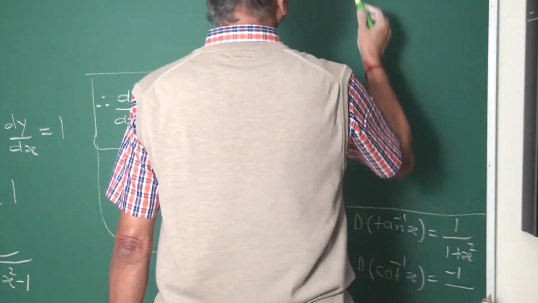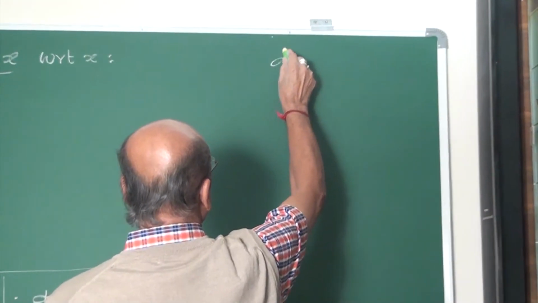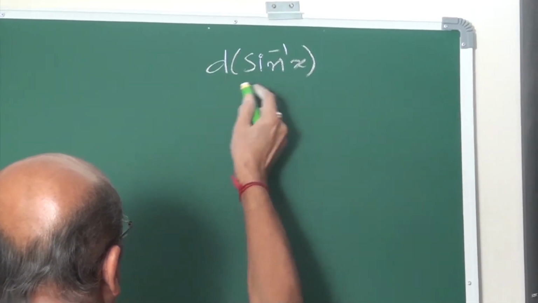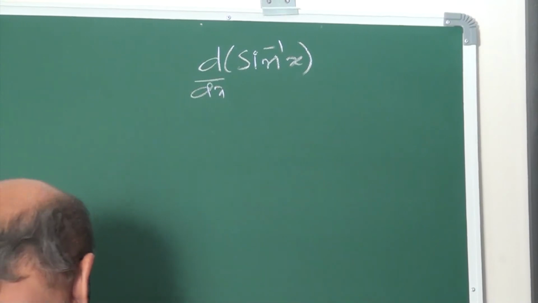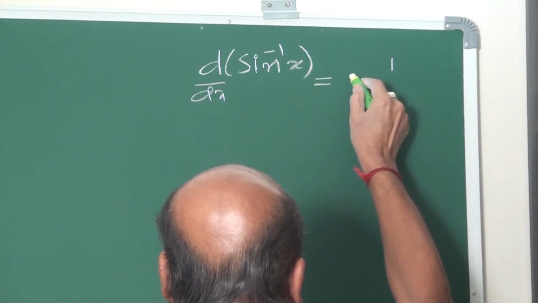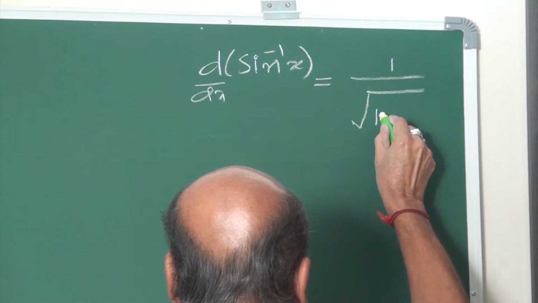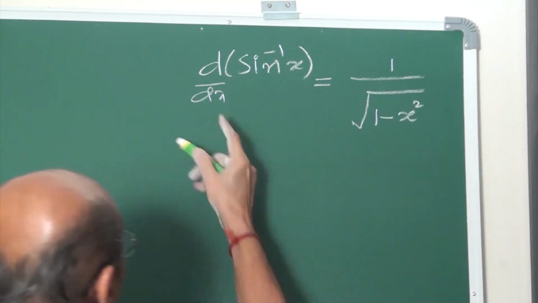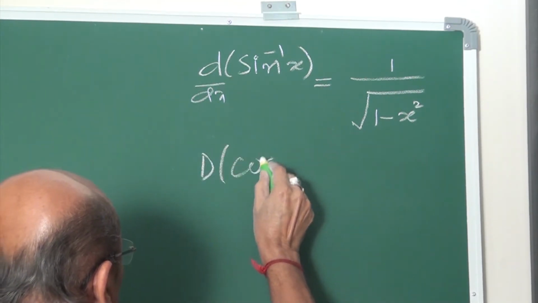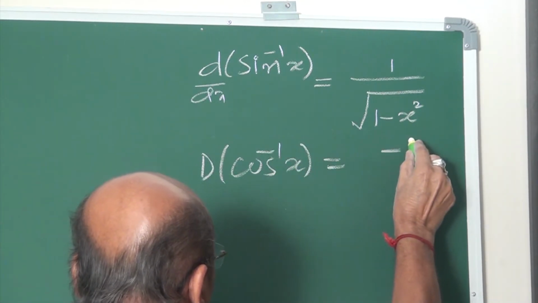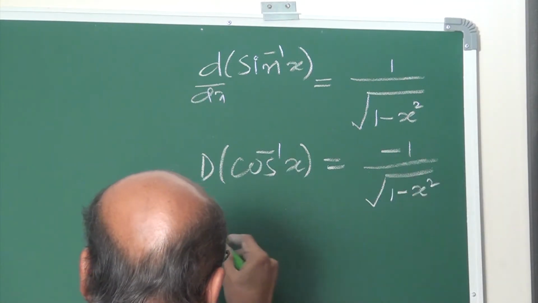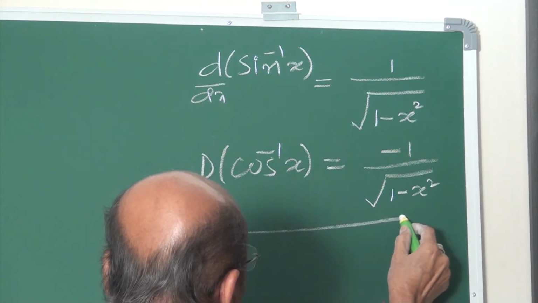Yes, my friend. First pair is derivative of sine inverse x with respect to x equal to 1 by root 1 minus x square. Second, instead of d by dx, I use the letter capital D, the differential operator. Cos inverse x is, my friend, minus 1 upon root 1 minus x square. This is one pair. I make it a separate chamber for them.